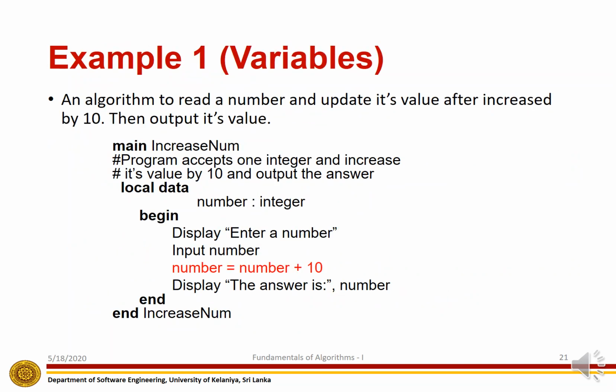Now let's see an example for recognizing variables. This is an algorithm to read a number and update its value after increasing it by 10. Then you have to give the output value. For example, if you got the input as 5 from the user, then you have to add 10 and give the output as 15. So first, what are the inputs? Input is a number and its data type must be integer. And what is the output? You have to give the same number which we get as the input, but it should be increased.